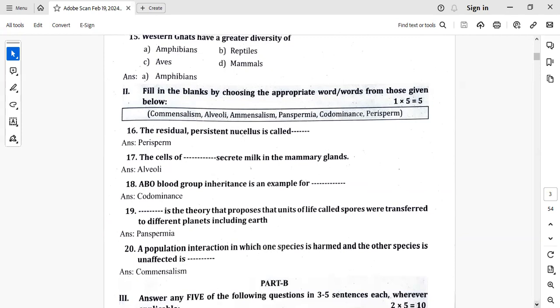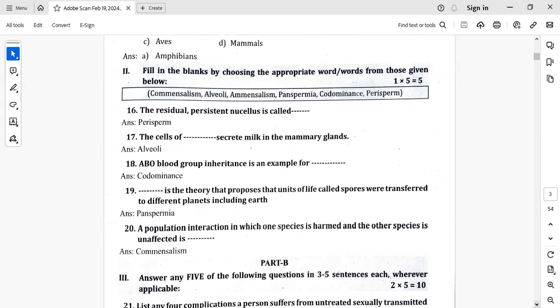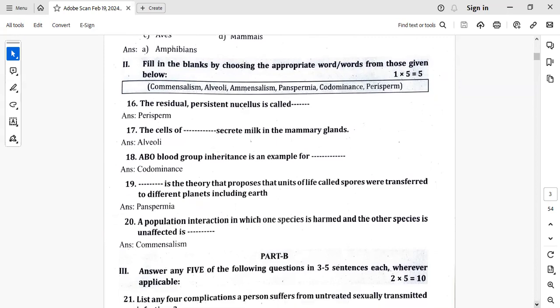ABO blood group inheritance is an example for co-dominance, because in the ABO blood group both A and B antigens are acting. Both are dominating, the A blood group and B, so it is co-dominance. Dash is the theory that proposes that units of life called spores were transferred to different planets, including Earth. This is called panspermia. Please check the NCERT again for this.